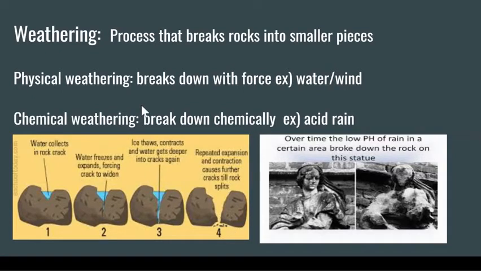The last one is chemical weathering. This is where different chemicals break down the rock. There's a chemical reaction and it just starts to dissolve the rock away. This is like acid rain. When acid rain falls on marble or limestone, it just kind of dissolves it away, like what happens when you put sugar in water.